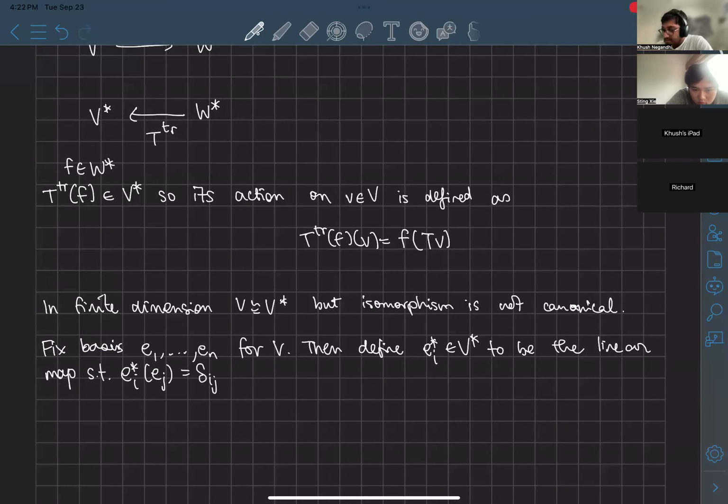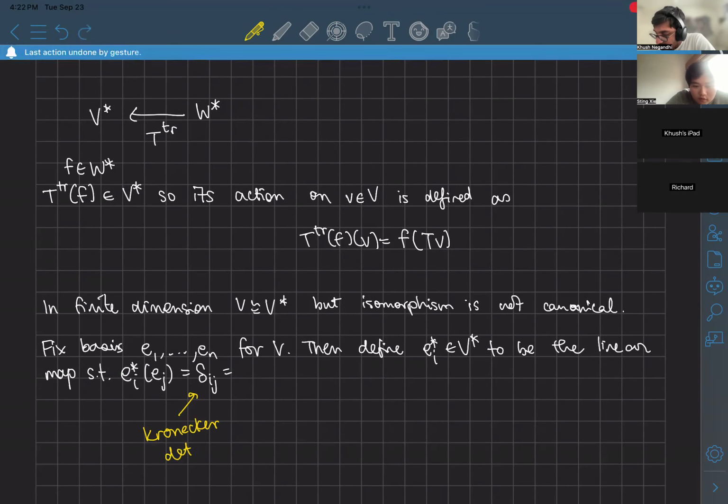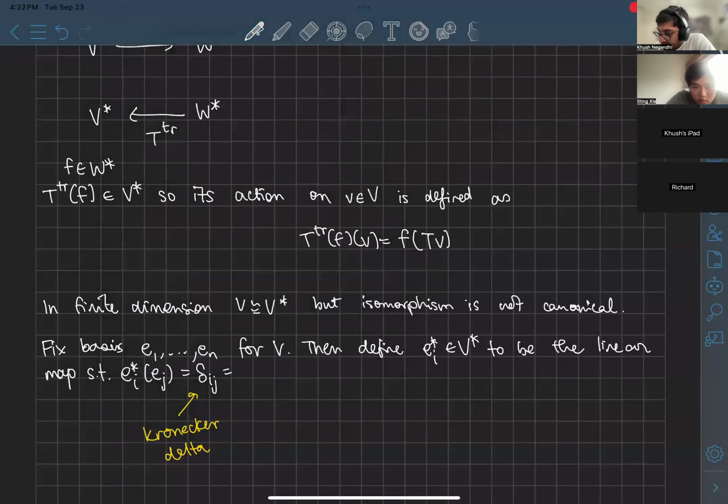This is called the Kronecker delta, and we'll be making use of this a lot. What it is, is 1 if i equals j, and 0 if i doesn't equal j. And remember, we know that linear maps are uniquely determined by what they do on the basis. Since e_j is a basis, we know exactly what the map e_i star is.